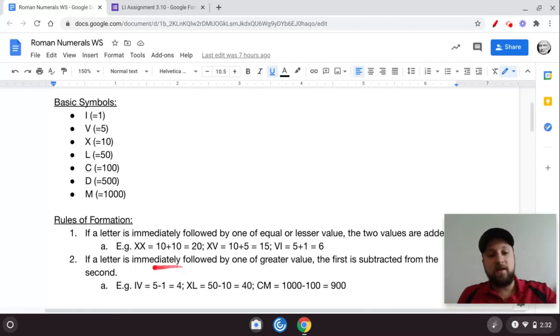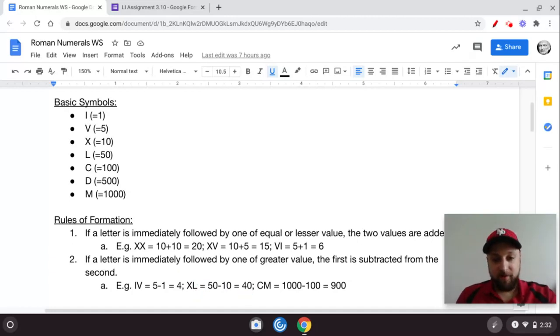If a letter is immediately followed by one of greater value, the first is subtracted from the second. So take a look at this example. I is 1, V is 5. Since a smaller Roman numeral is coming before a larger one, you subtract it. So 5 minus 1 equals 4. XL here. X is 10, L is 50. 10 is obviously smaller than 50, so you subtract the 10 from the 50. 50 minus 10 is 40.